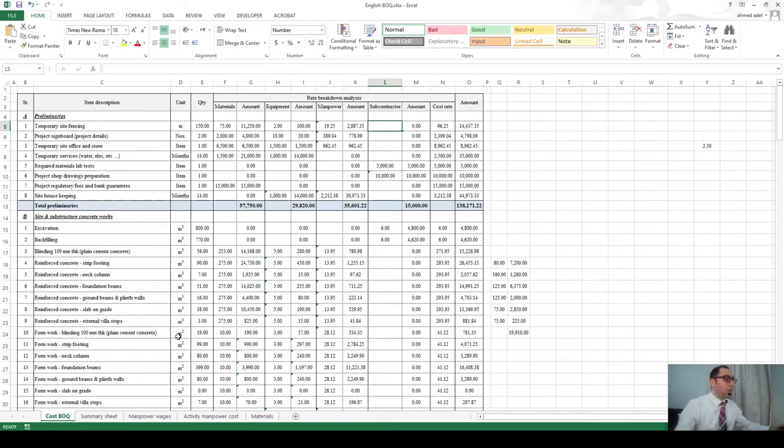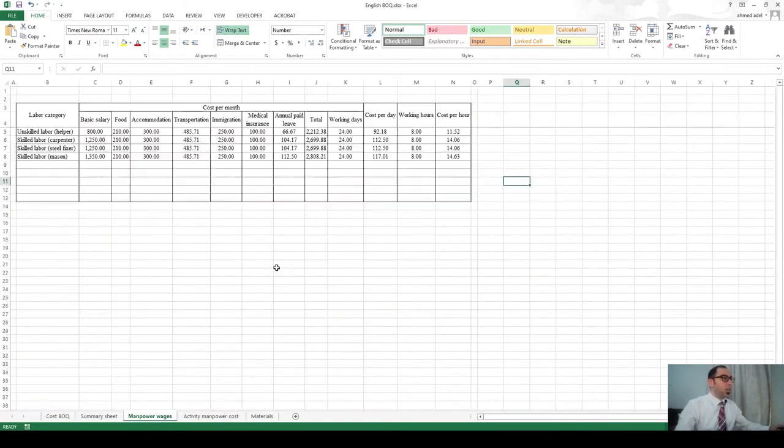So I will be starting with, let's say here, these are the calculations of manpower, skilled and unskilled labors. I want to calculate how much is the cost per day, how many working hours per day, and what is the cost per hour. This is the first element, guys. I want to understand each labor in my company, how much he is costing me per day and how much he is costing me per hour.